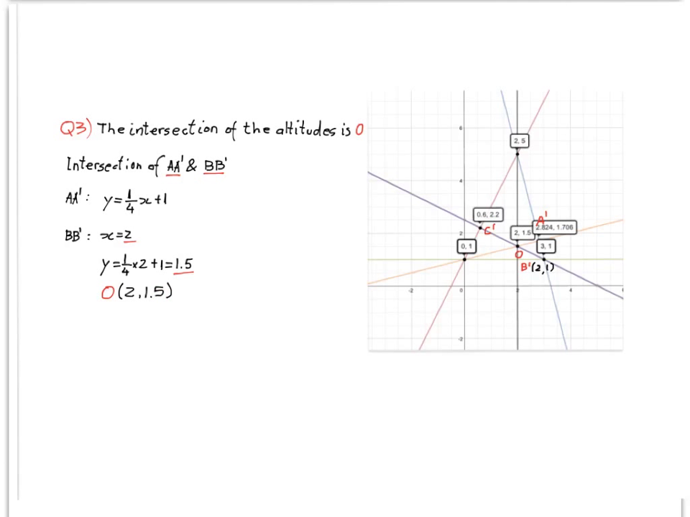I don't need to check if the other altitude of the triangle, which is C prime, goes through the same point, because I know already that all the altitudes of a triangle meet in a single point. So if I simply use the equations of two of the altitudes, I can find the orthocenter. I don't need to use the third one.